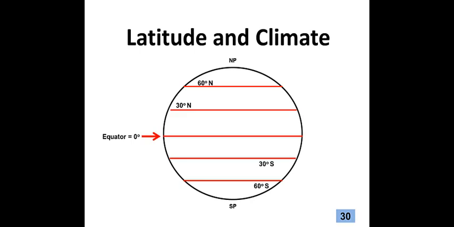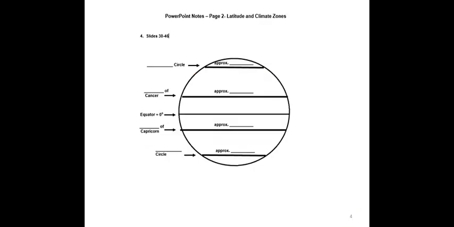Okay, so we're moving into the second part of our lesson here, looking at latitude and climate. If you printed out a handout, please go ahead and flip to the next page. It's titled PowerPoint Notes, page 2, Latitude and Climate Zones. It looks like this. Otherwise, grab a second piece of paper, whether it's lined or blank, it doesn't matter, and draw a big circle, a circle big enough to fit labels on the outside as well as some labels on the inside of the circle.